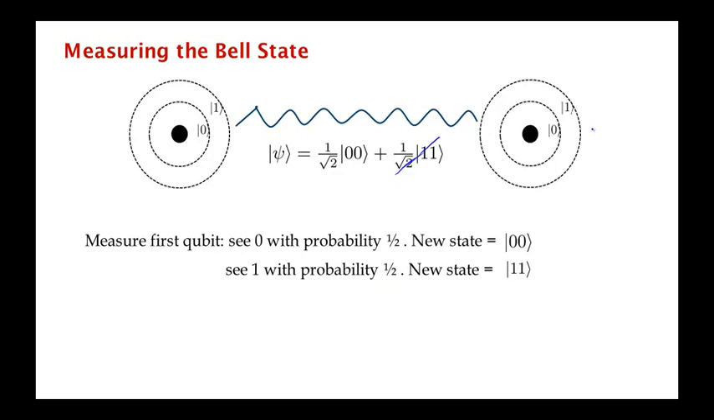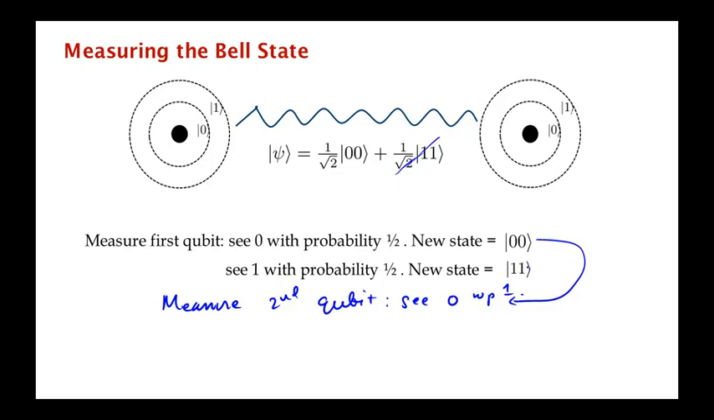Well, the answer is clear. If you measure the second qubit, in this case, you would see 0 with probability 1. And in this case, you would see 1 with probability 1. So it's as though there's this strange coincidence between the two measurements of these two different particles, even though they might be arbitrarily far apart.